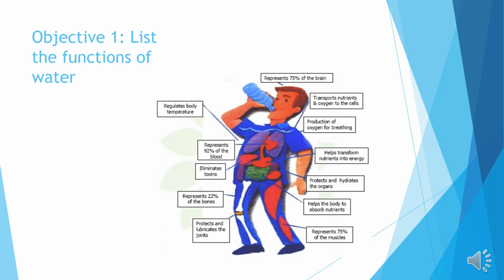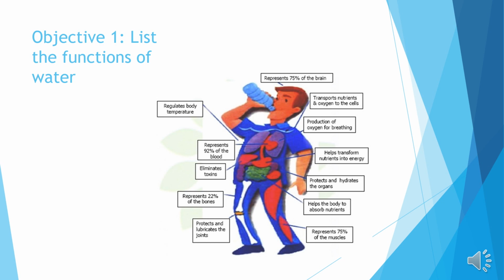So if you look at the picture, you can see there's so many things that water does in our body. First of all, our brain is 75% water. So when we get dehydrated, it's not unusual for us to become confused. And we'll talk about signs of dehydration a little bit later. Water transports nutrients and oxygen to the cells. It helps with breathing. It helps transform those nutrients into energy. It protects and it hydrates our organs. It helps the body to absorb nutrients.